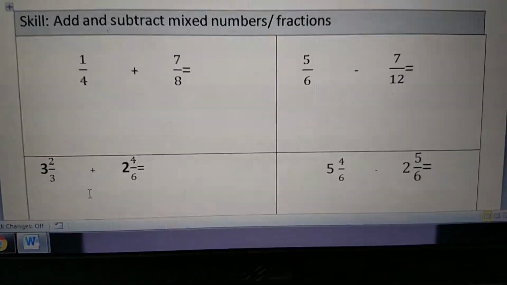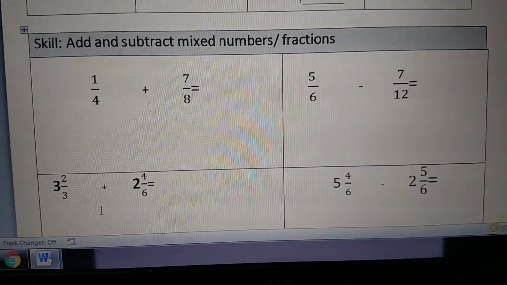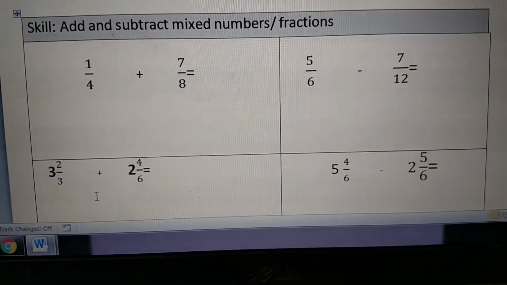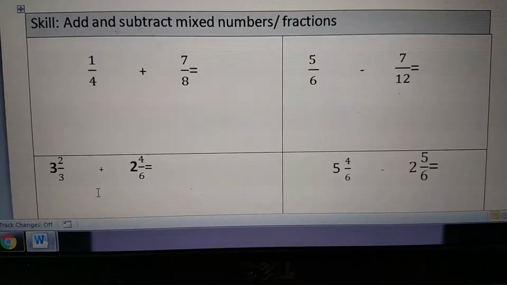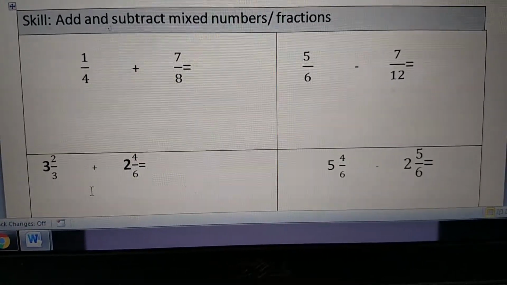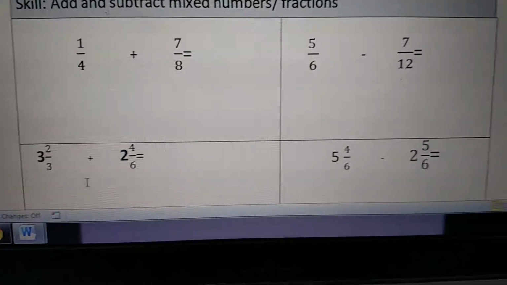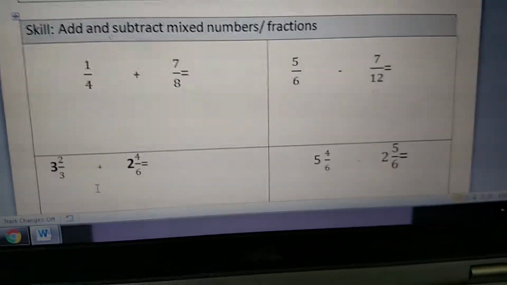I'm going to talk about how to add and subtract mixed numbers or add and subtract just fractions. I've told the kids the first thing that you always have to look for, and I've tried to ingrain this in their brain from the first day of class, is always look for a common denominator. And if you don't have one, make a common denominator.